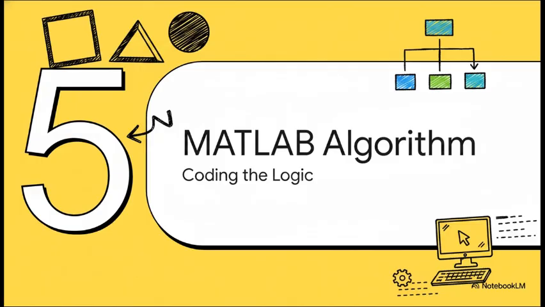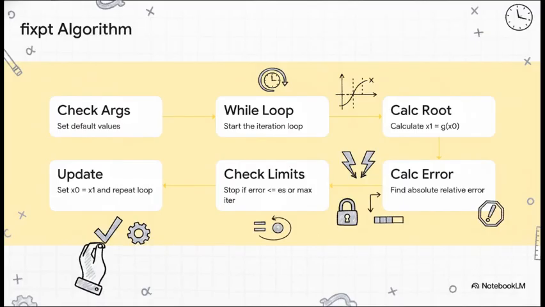And finally, part 5. Coding the MATLAB algorithm. All right, we understand the theory, we've seen the geometry, we know the math. Let's get to the fun part, practical application. Here is the exact logical architecture you need to write your fixed point M file. First, your code needs to be robust. It should check that the user actually provided a function and a starting guess. It should also set some smart default stopping criteria, say a maximum of 50 iterations and an error threshold of 1 times 10 to the negative 6.